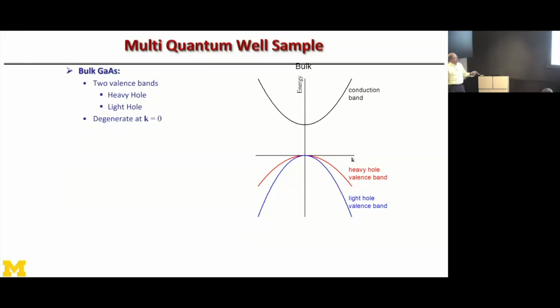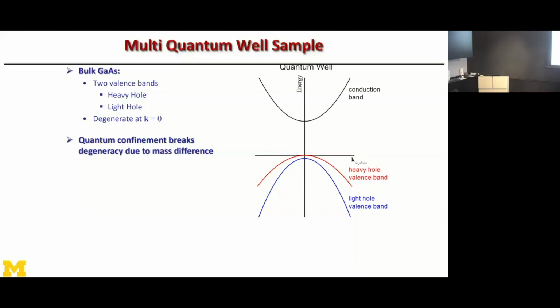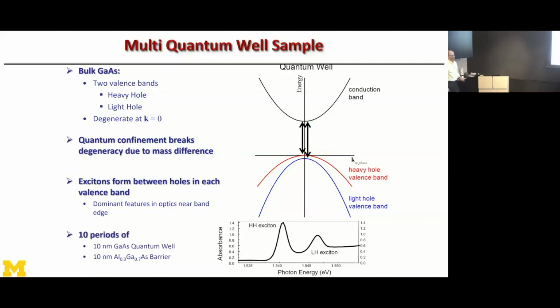Just to remind you, there are two valence bands, a light hole and a heavy hole, and then a conduction band. There are dipoles between these. It's one third as strong for the light hole as the heavy hole. We're going to put these in a quantum well, with aluminum gallium arsenide barriers. The quantum confinement breaks the degeneracy due to the difference in masses. So we now have two different transitions that are distinct, and so we'll see two peaks here. This looks like a version of our potassium case where we see two peaks.